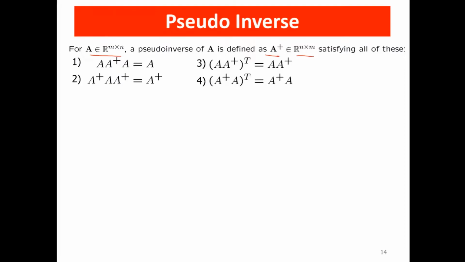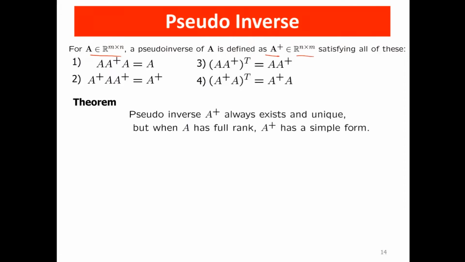You can see when the inverse exists, then the inverse indeed satisfies all of these four properties. That is, for example, A times A inverse times A, that's A, or A inverse times A times A inverse, that's A inverse, and so on. For a general matrix A, however, the inverse might not exist. One can prove that the pseudo-inverse A plus always exists and is unique. However, when A has full rank, then A plus has a simple form.